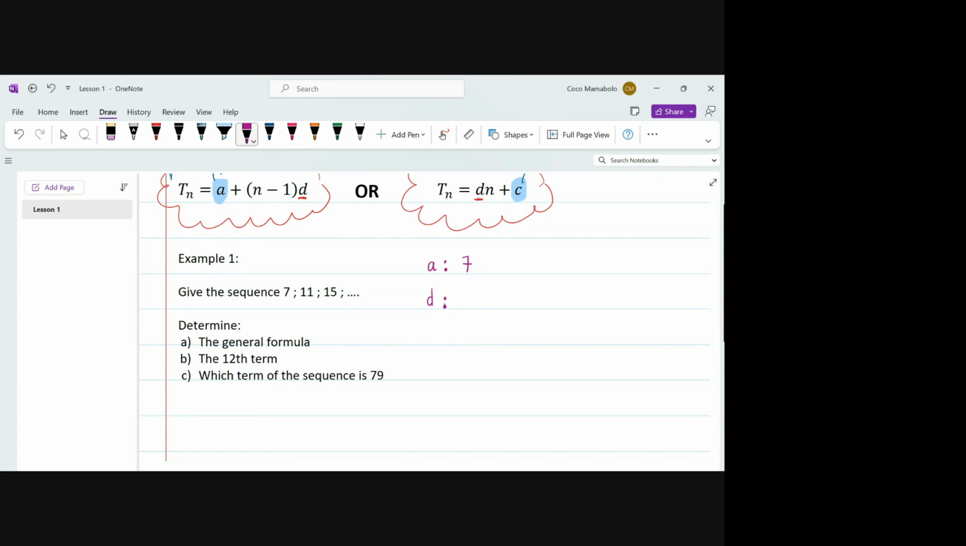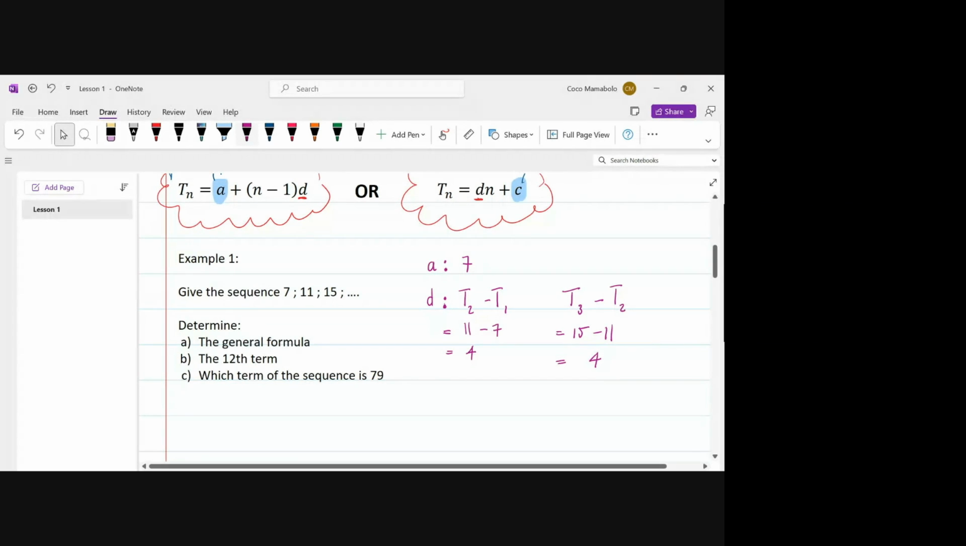That makes our lives a lot easier. Now we have to figure out the common difference. Remember we said D is our common difference, so we can take T2 minus T1, and that would equal 11 minus 7, which is 4. And I have to make sure it's the exact same difference if I take T3 minus T2. That would give me 15 minus 11, which is indeed 4. So we now know that our common difference D is equal to 4.